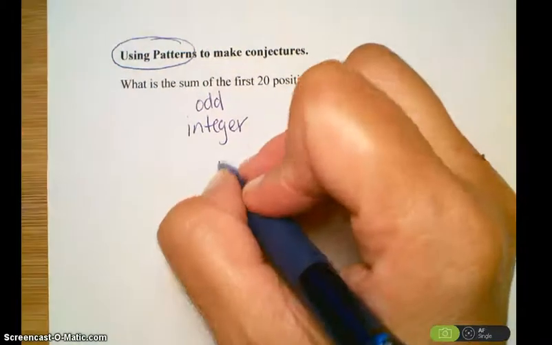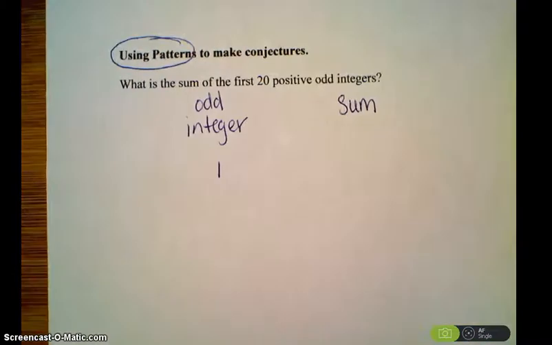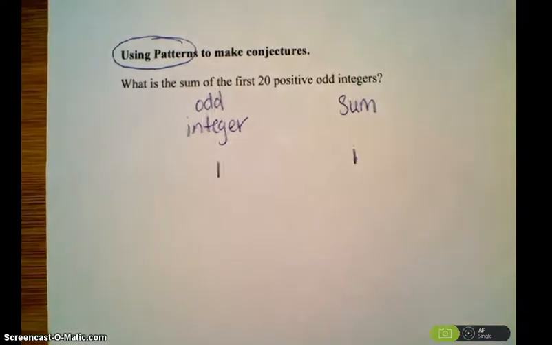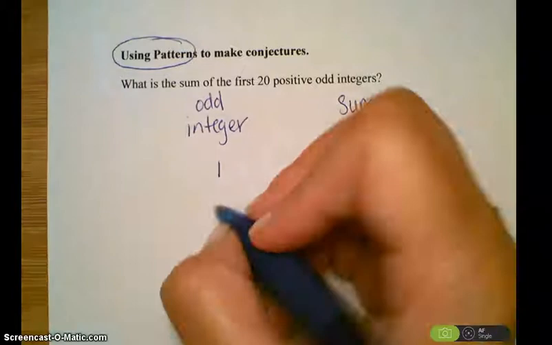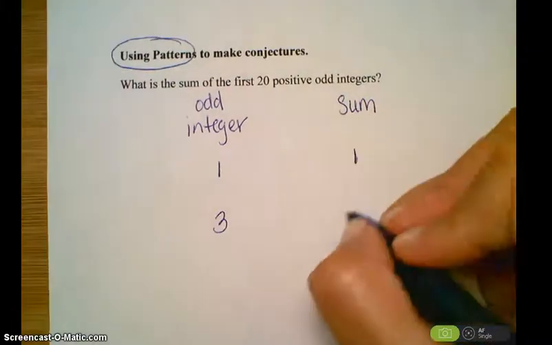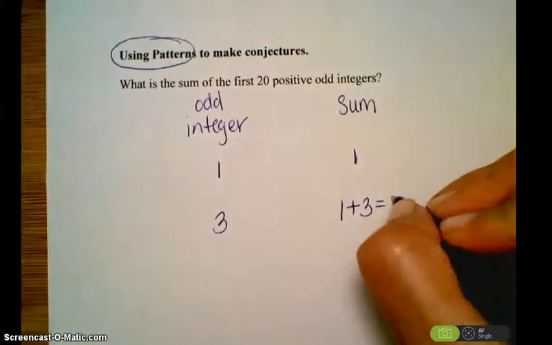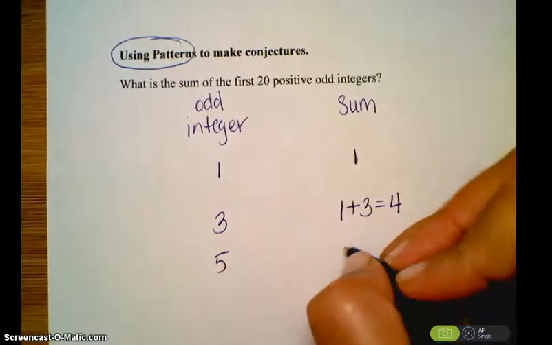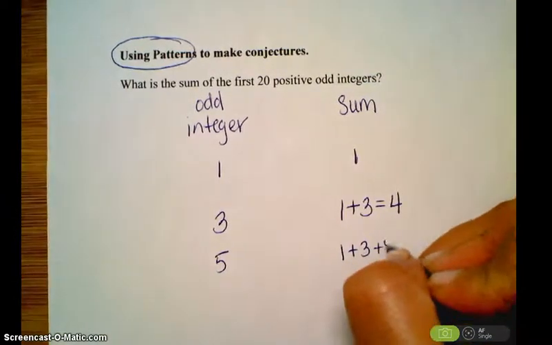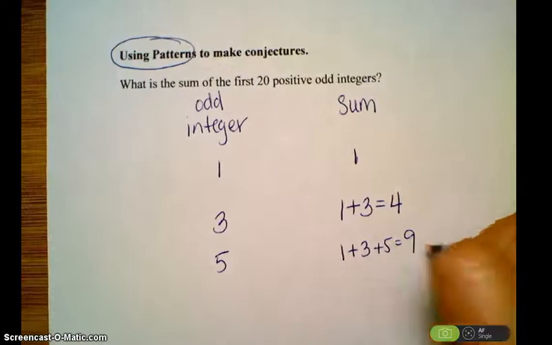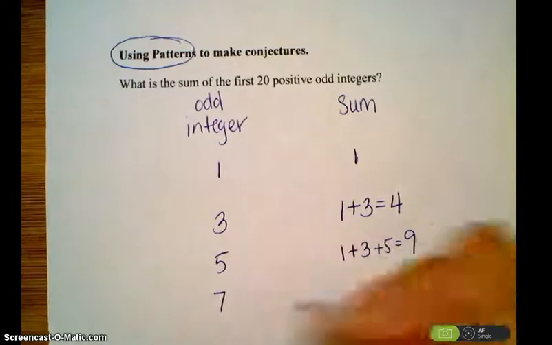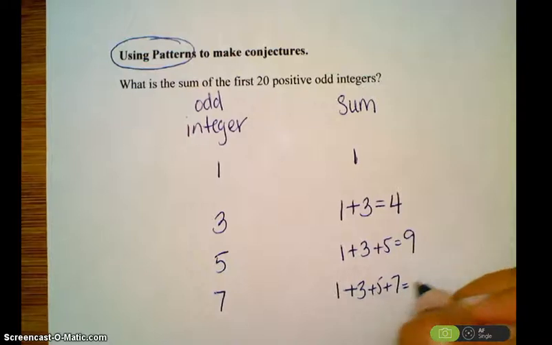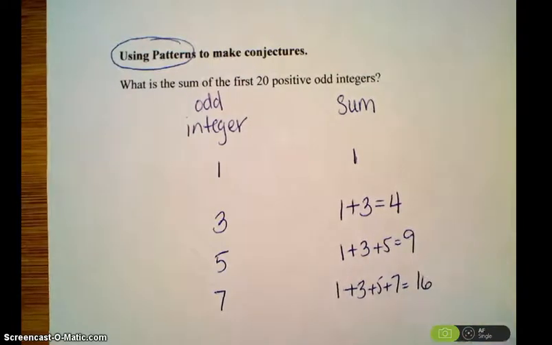Okay, so the first odd integer is 1, and added to nothing will get you 1. The next odd integer is 3, and so we want 1 plus 3, and that turns out to be 4. The next one's 5. 1 plus 3 plus 5 gets us 9. The next one's 7. 1 plus 3 plus 5 plus 7 gets us 16.